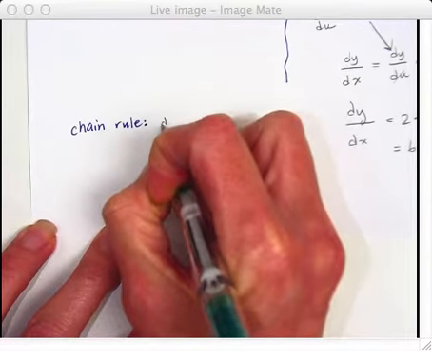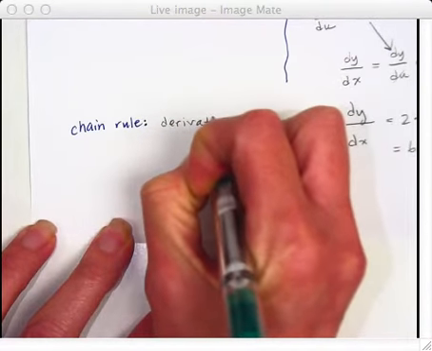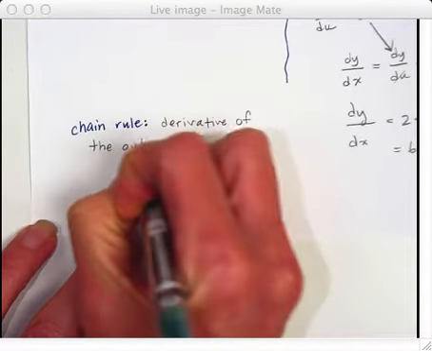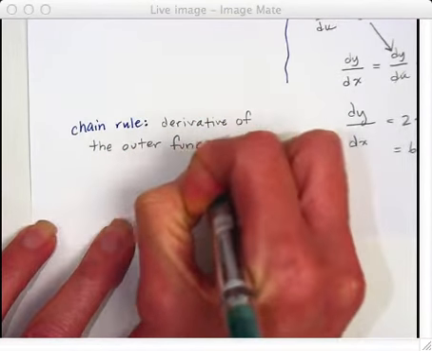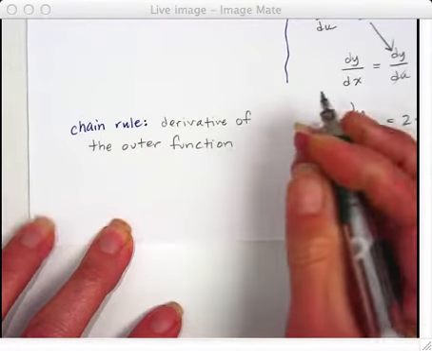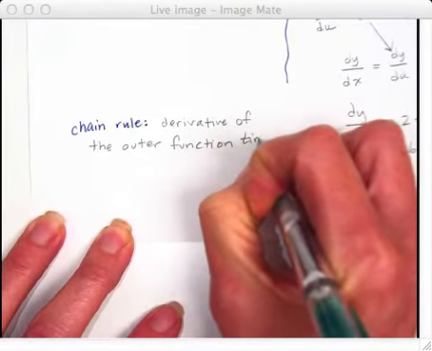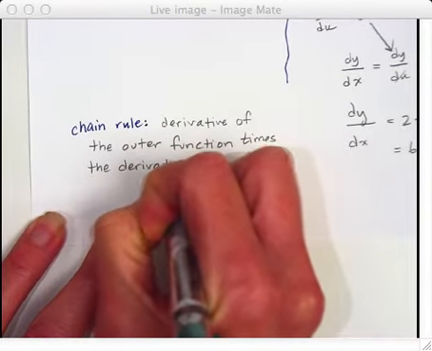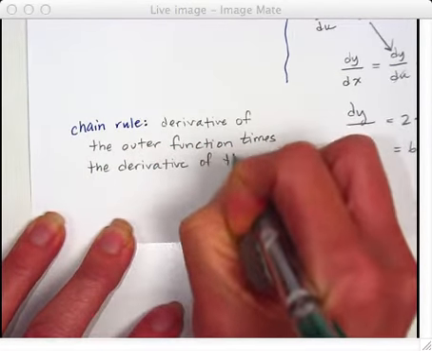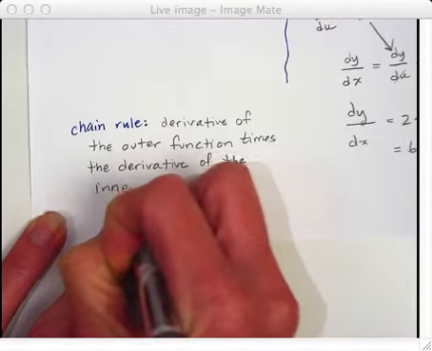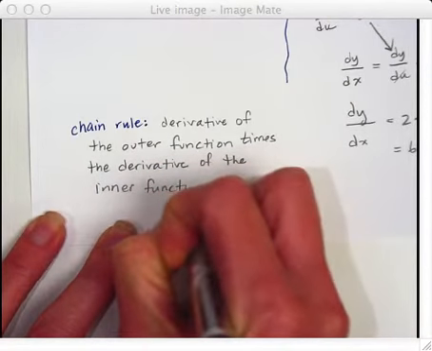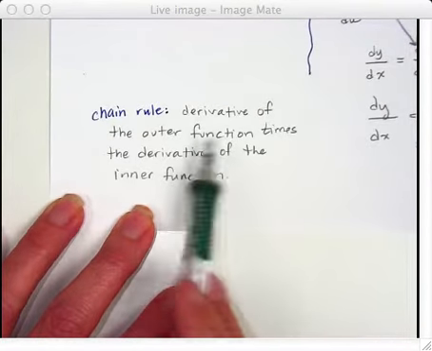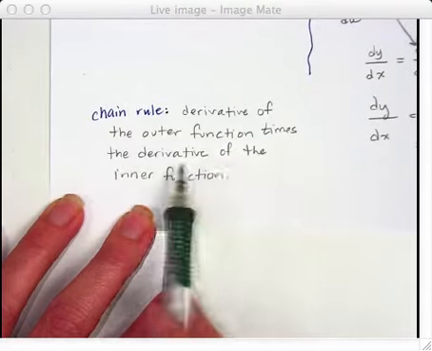It's the derivative of the outer function times the derivative of the inner function. All right, so there's our actual steps. So you're going to take the derivative of the outer function times the derivative of the inner function.